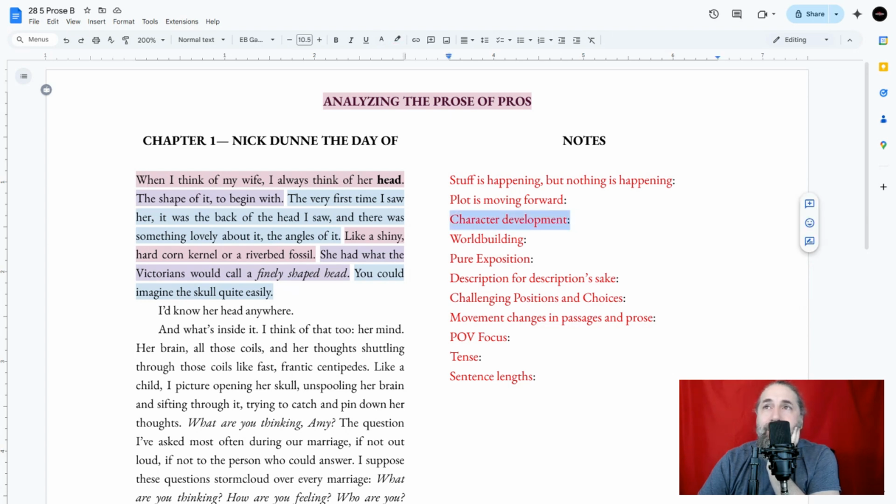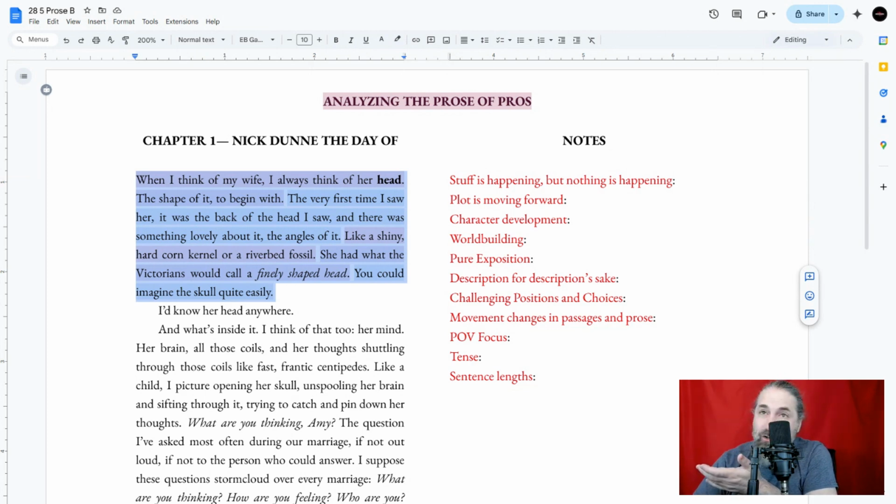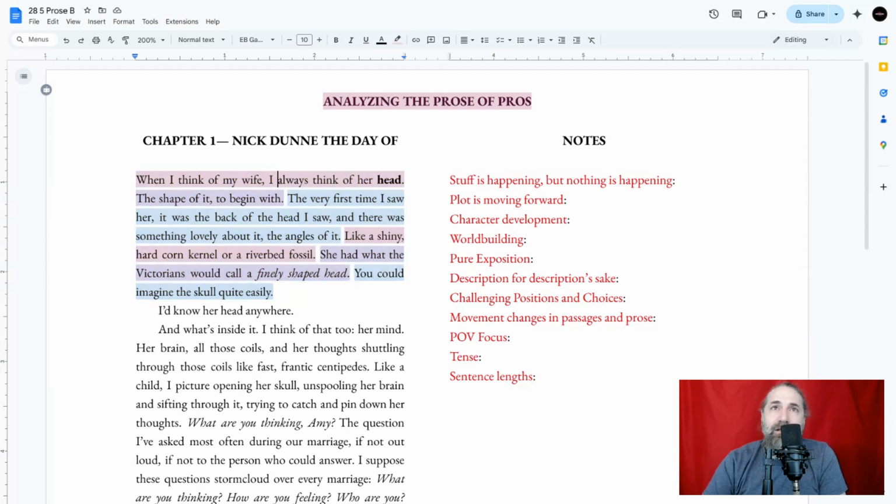So far, every sentence has at least one or more of these three elements: plot, character, or world building. It is mostly all character, but that's all right. It's character driven so far, right? Now, would you say stuff is happening, but nothing is happening? I would say that stuff is happening only because it is through the emotional experience and choices of the character. The character is making choices to think about the wife.